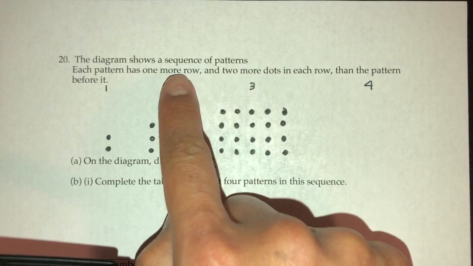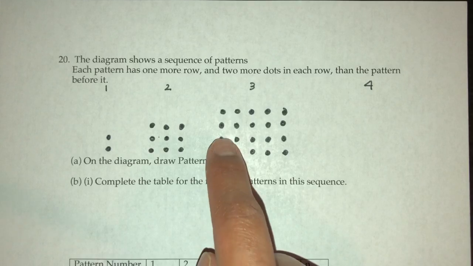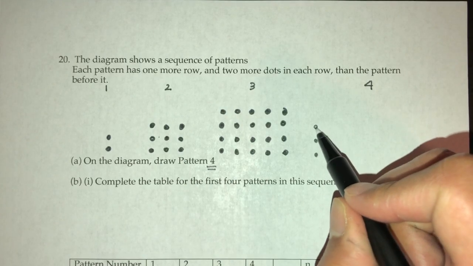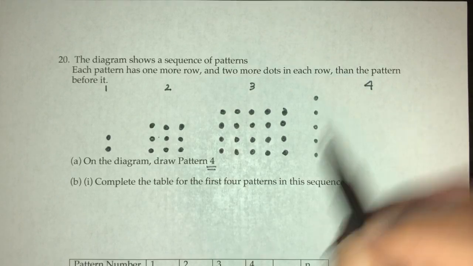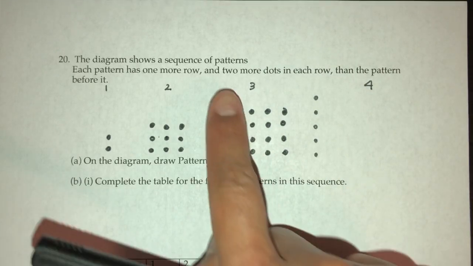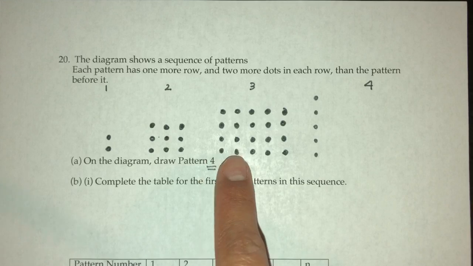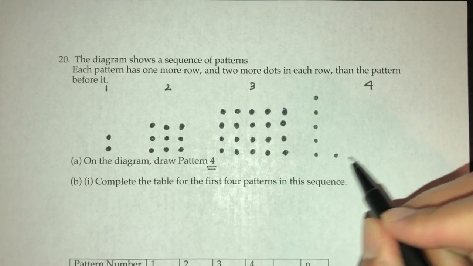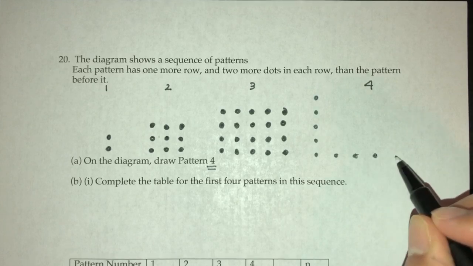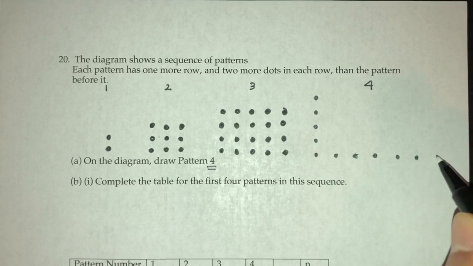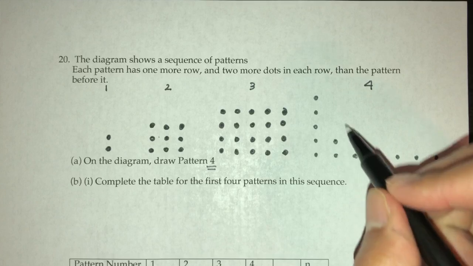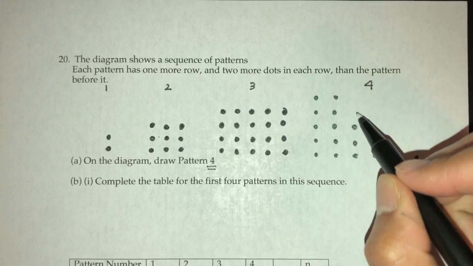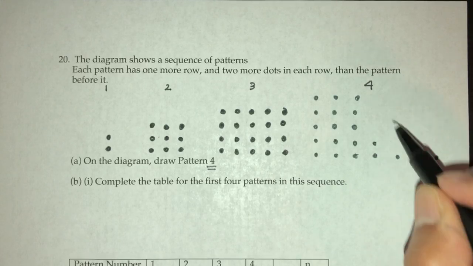So we're going to have 1 more row. Right now we have 1, 2, 3, 4 rows. So we will have 5 rows. 1, 2, 3, 4, 5. 1 more row. Now we will have 2 more dots. So we had 5 plus 2 is 7. So you have 7. 1, 2, 3, 4, 5, 6, 7. So that will be your pattern number 4. That's the idea for this one.